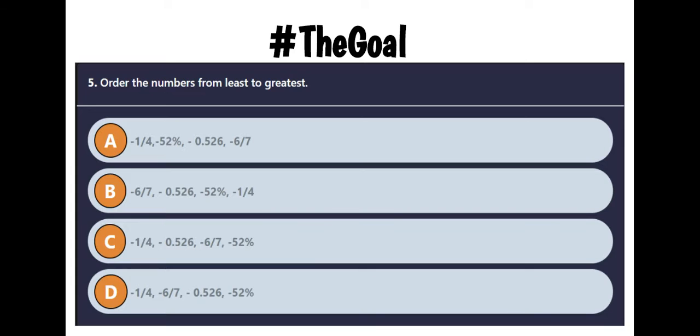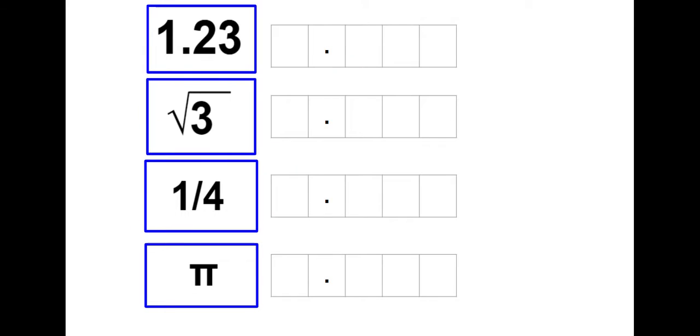So today's activity is the intro. We're going to take our first steps towards that goal. You're going to be given a series of numbers, in this case these four numbers: 1.2, square root of 3, 1/4, and pi. Your task is to correctly order them.